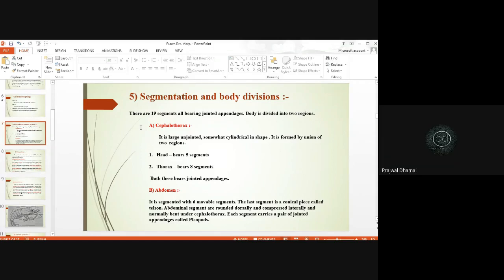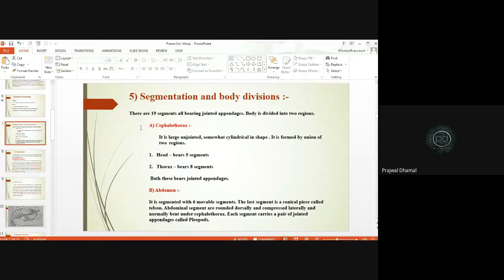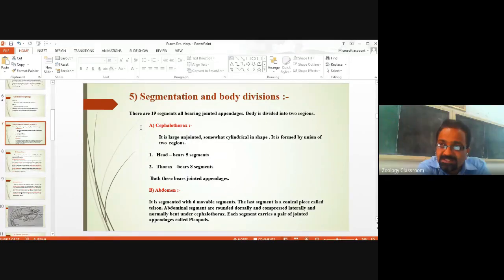Three pairs of legs, sir. Yes, three pairs of legs are present, isn't it? Now, three pairs of legs, six legs. Is that clear? Yes. And where they are attached, on what body part?